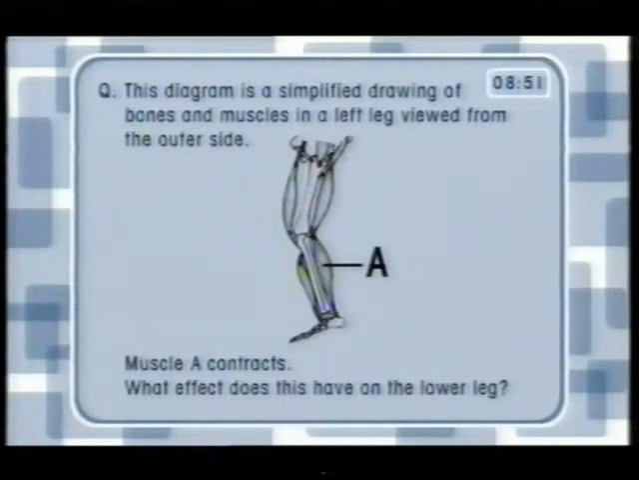Test yourself. This diagram is a simplified drawing of bones and muscles in a left leg viewed from the outer side. Muscle A contracts. What effect does this have on the lower leg?